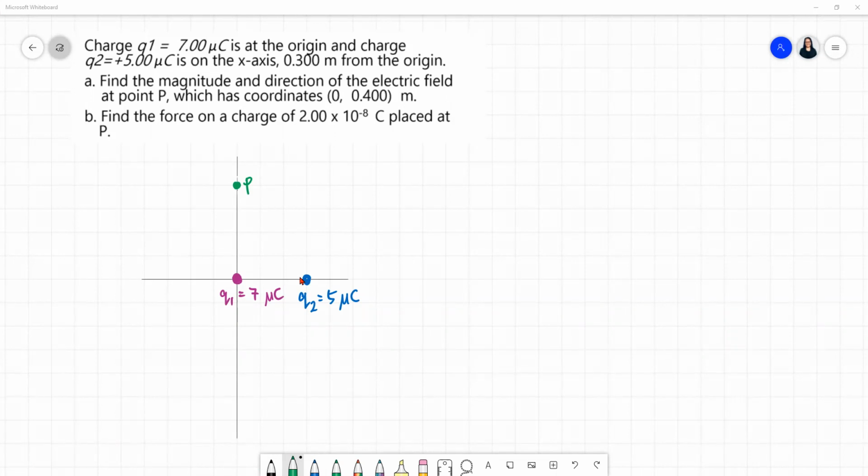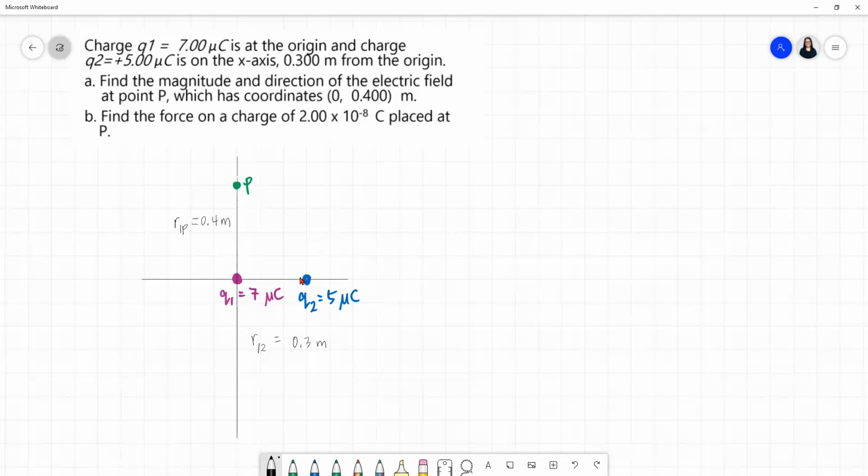So the distance between them is 0.3 meter. So let that be the R between 1 and 2, 0.3 meter. So we have to find the magnitude and direction of the electric field at point P, which is in green, which has coordinates 0, 0.4 meters. So it's on the y-axis. Okay, the distance from 1 to P is 0.4 meter.